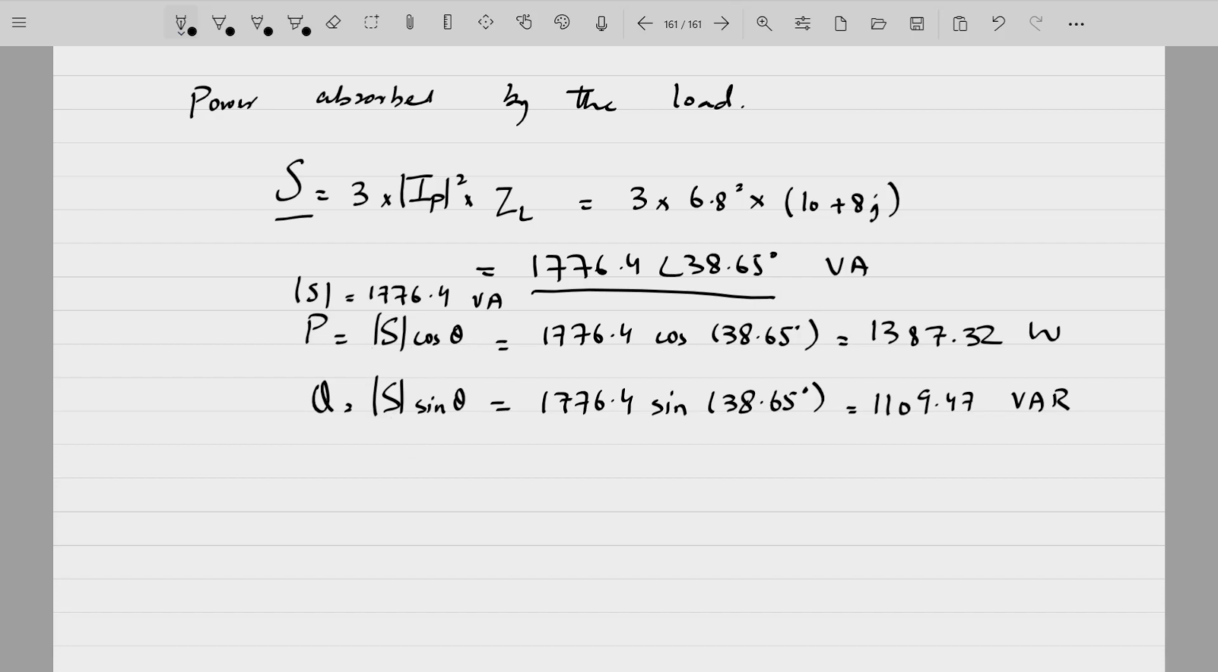These were the total powers in all the three phases. If you are asked to find the power in any particular phase, you simply divide any of these by 3. You will find the real power, reactive power, and apparent power, either on the source side or on the load side, per phase.